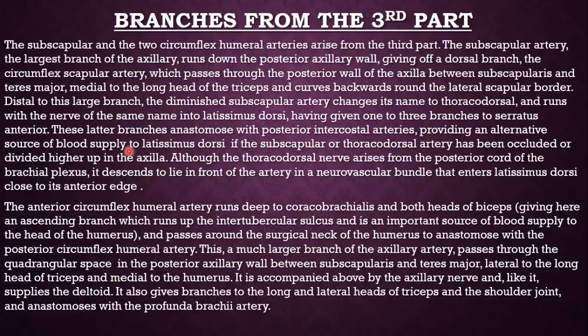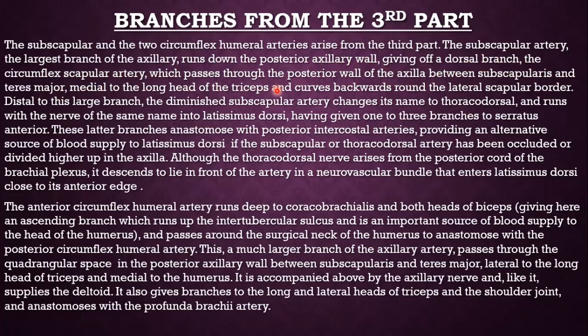Now, the branches from the third part, the 3 of them: the subscapular and the 2 circumflex humeral arteries. Now, the subscapular artery, which is the largest branch of the axillary artery, runs down on the posterior axillary wall. It usually runs on the subscapularis muscle, giving off a dorsal branch, known as the circumflex scapular artery, which passes through the posterior wall of the axilla, that is between the subscapularis and the teres major, medial to the long head of triceps.